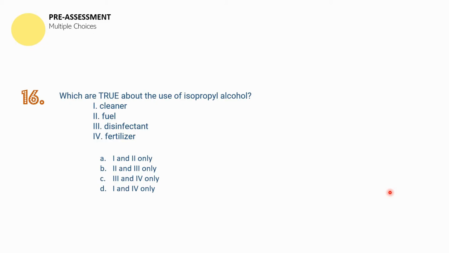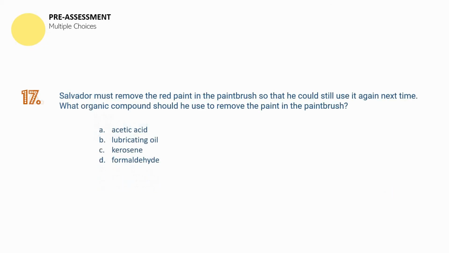Pause this video if you need more time. If you have decided to continue, let us move to question number 17. Salvador must remove the red paint in the paintbrush so that he could still use it again next time. What organic compound should he use to remove the paint in the paintbrush? A. Acetic acid. B. Lubricating oil. C. Kerosene. D. Formaldehyde.